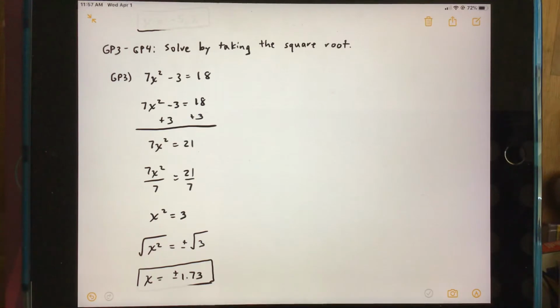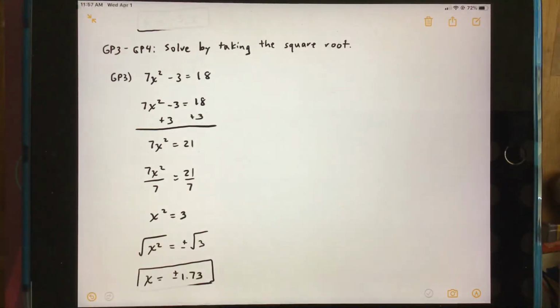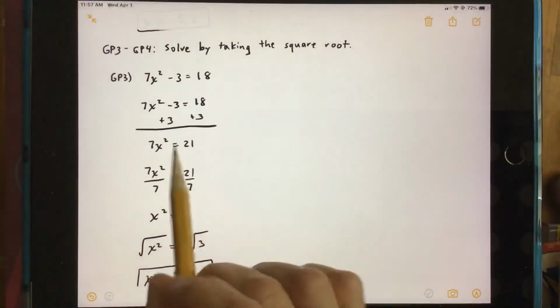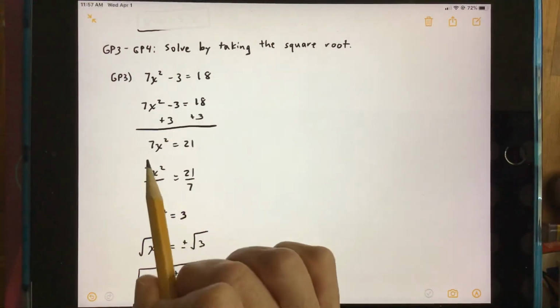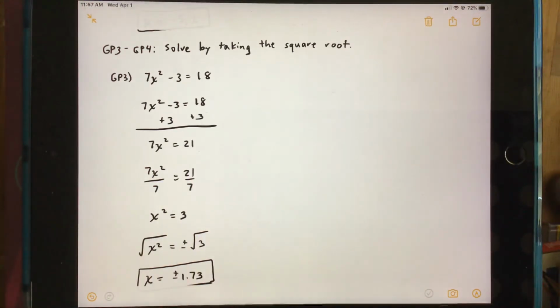If you have both x squareds and x's, this technique won't work. But this equation is uniquely suited to solving by taking the square root. So our first step, we're going to add 3 to both sides, giving us 7x squared equals 21. Divide both sides by 7, giving us x squared equals 3.